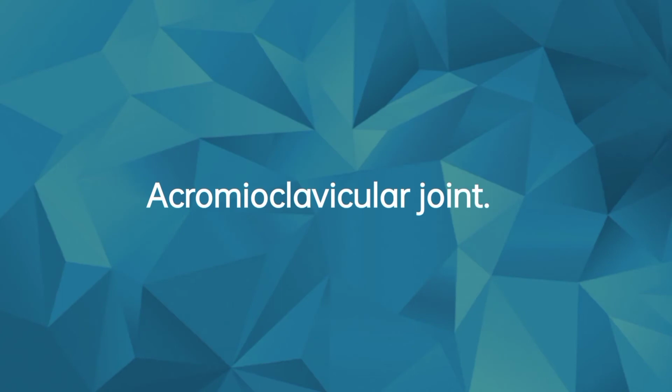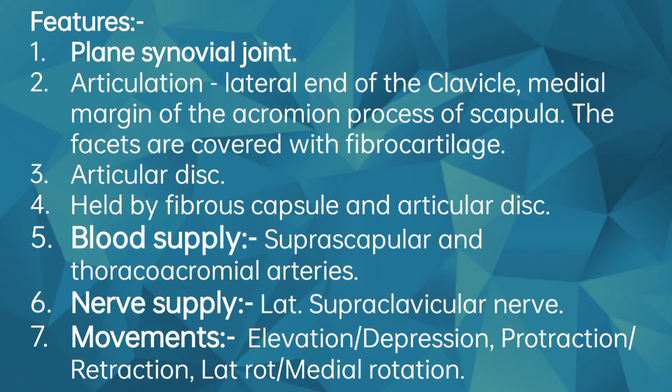Now we'll move on to the acromioclavicular joint. So first we'll see the features. It is a plain synovial joint. Then it is formed by articulation of small facets which are present at the lateral end of the clavicle.